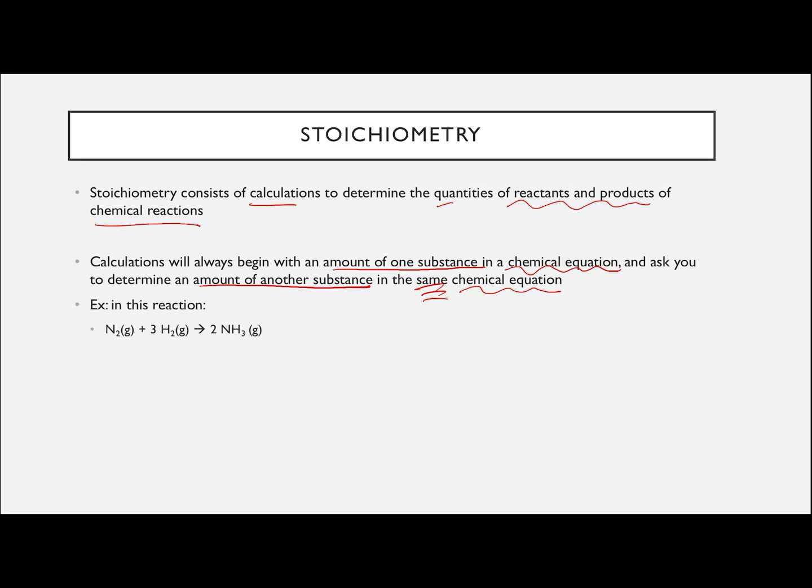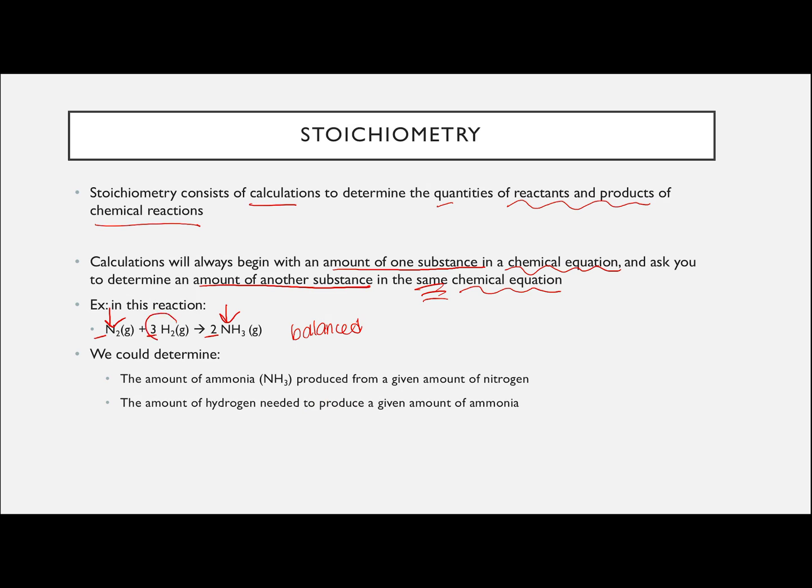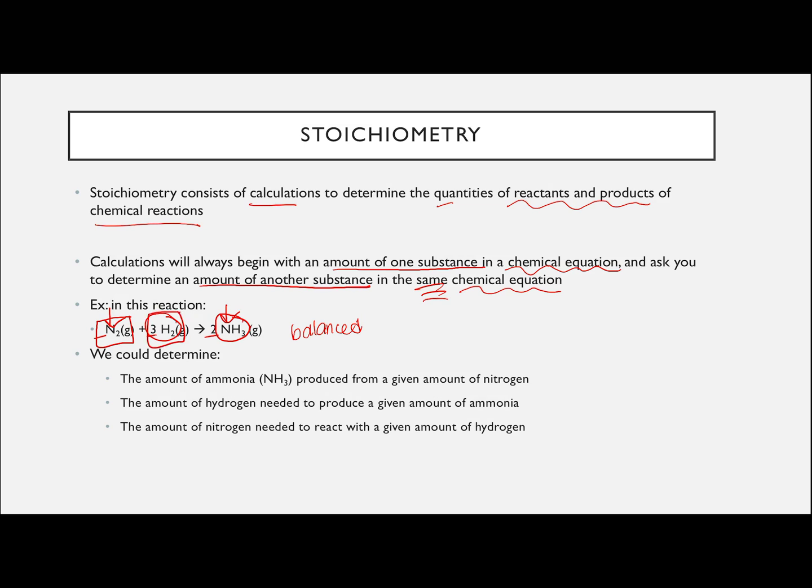So for this reaction we've got nitrogen gas reacting with hydrogen and giving us ammonia gas. We're going to use these coefficients in a balanced chemical equation to help us. So we can figure out a few things through this one balanced equation. We could figure out the amount of ammonia that would be produced if we were given a specific amount of nitrogen. We could also figure out the amount of hydrogen that we need to produce a certain amount of ammonia. And we could figure out the amount of nitrogen needed to react with a certain amount of hydrogen.